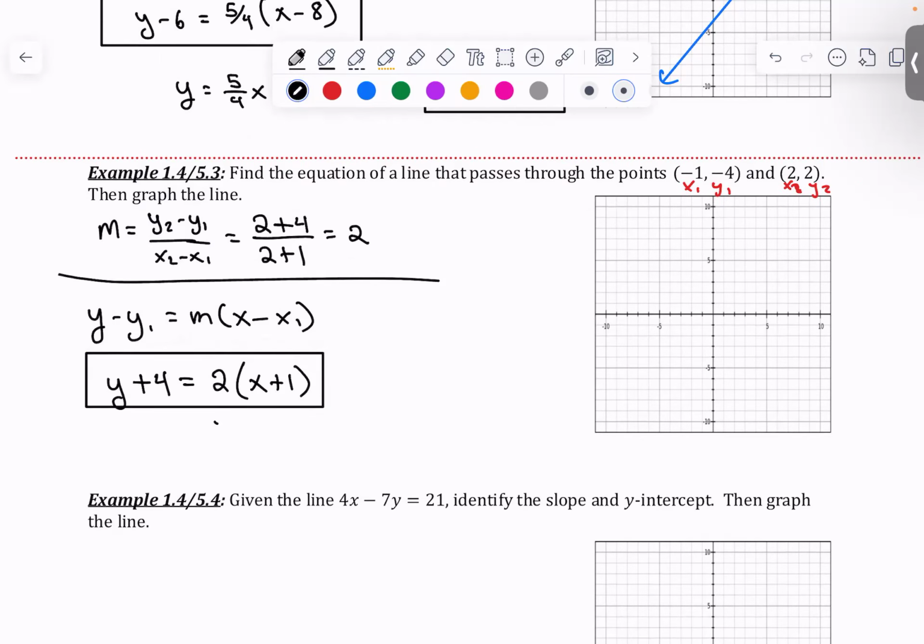Or if you want to write it in slope-intercept form, if you must, for whatever reason, distribute the 2, subtract the 4 from both sides, and you should get y equals 2x plus 2 minus 4, which is y equals 2x minus 2. I'm going to put this in that format because I don't like it as much. I don't think it's as good of a line formula.